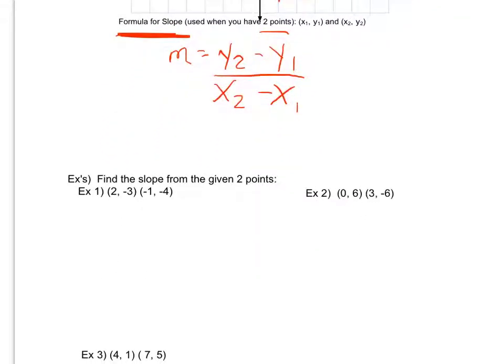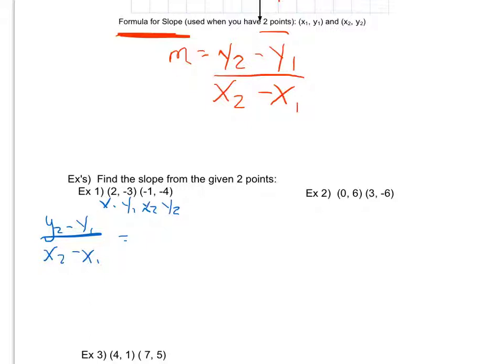So let's look at some examples with this. Okay, here's the other thing I'm going to encourage you to do. When you're given your 2 points, label them x1, y1, x2, y2. It helps to keep it straight when you plug it into the formula. So now, how do I find my slope? Well, I do y2 minus y1 over x2 minus x1. Notice I'm not graphing anything. I'm just using the formula.